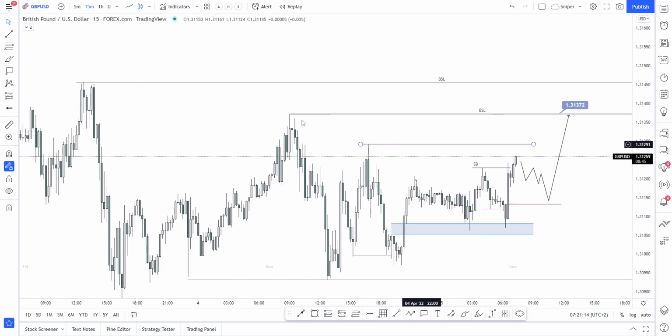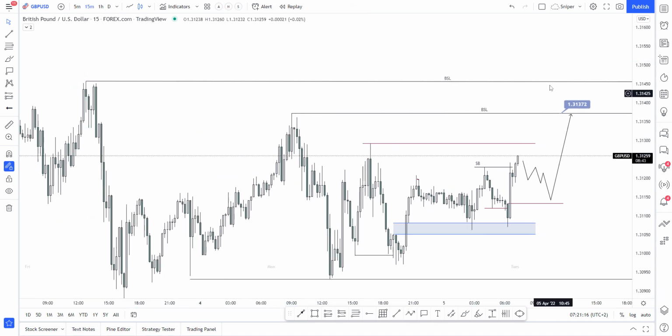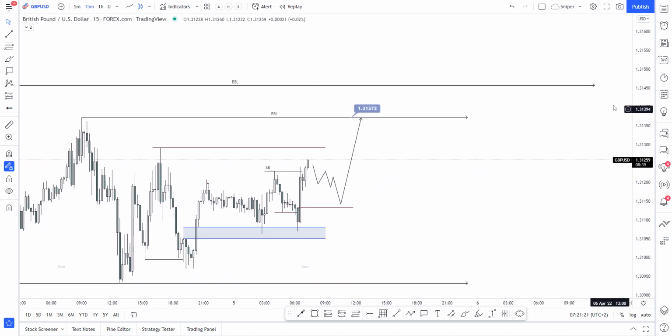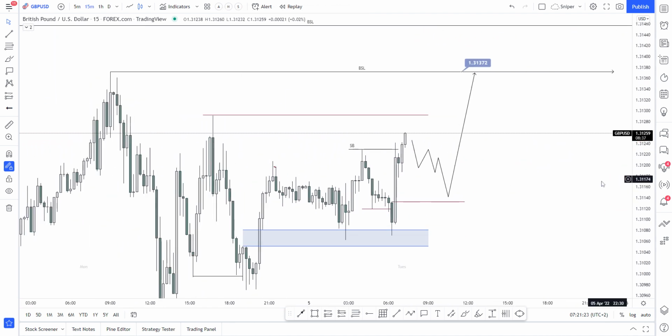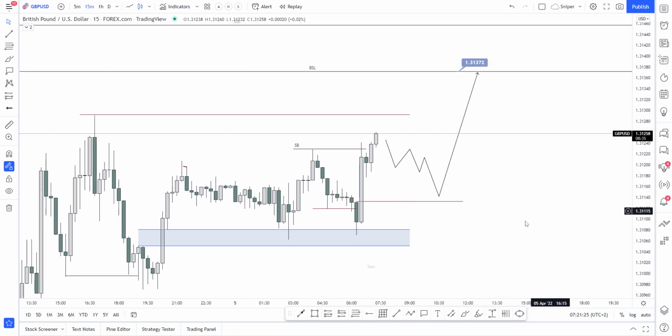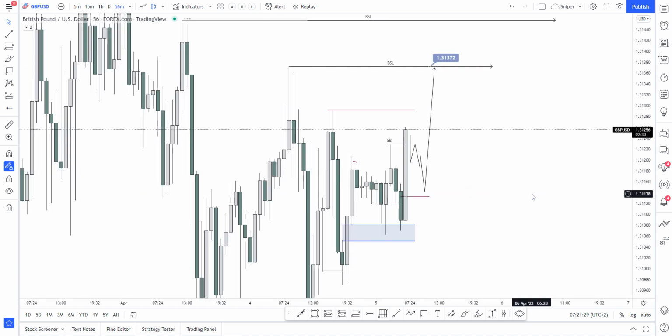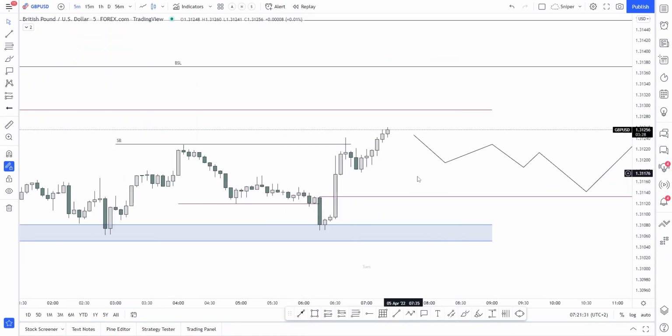So that's how I come to the conclusion that we're potentially going to be seeing higher pricing today, and my bias is currently bullish. It helps to see that we have bullish momentum here. So we're looking for a pullback and then a further continuation up. Let's just have a quick look at the 5 minutes.